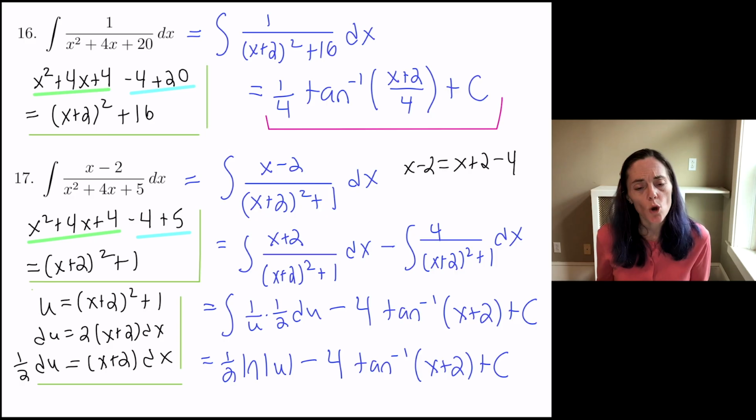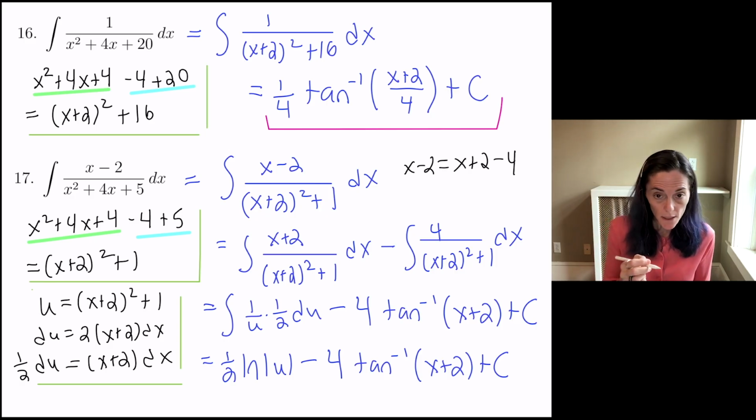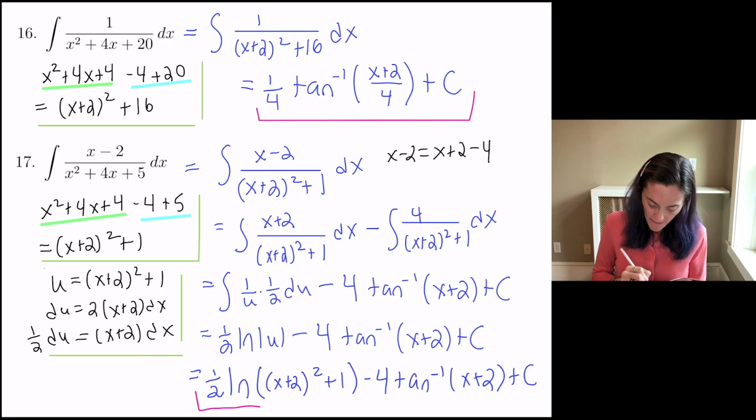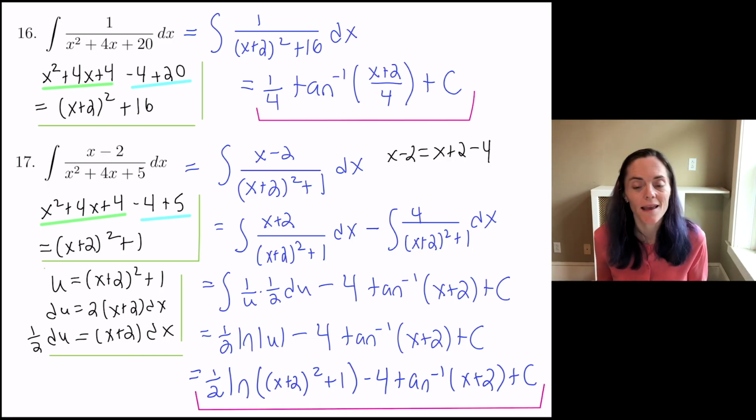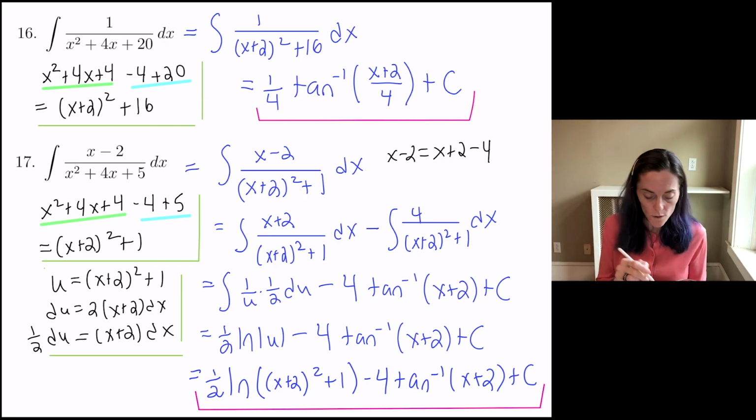And finally, we just go back to x on the first term. And here is the final answer, where I went back to variable x in the first term. I also dropped the absolute values because what's inside the logarithm is always positive.